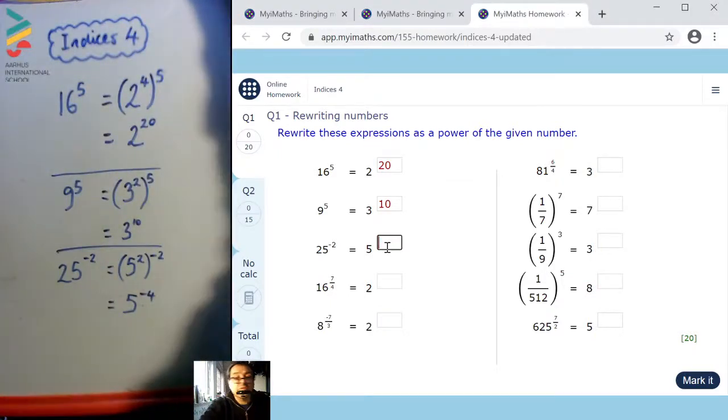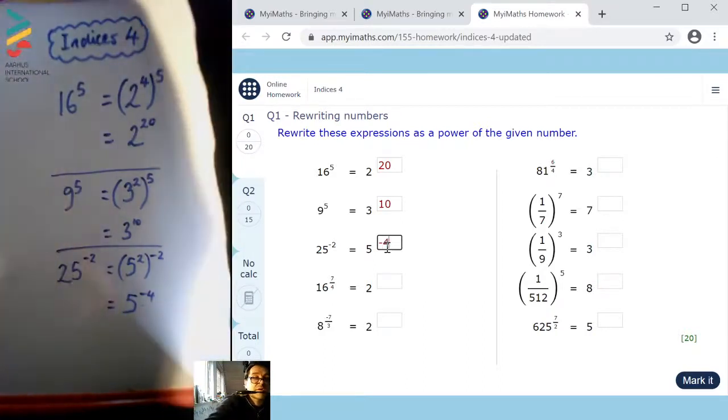I wonder where the minus is on this keyboard. There. Okay, good.